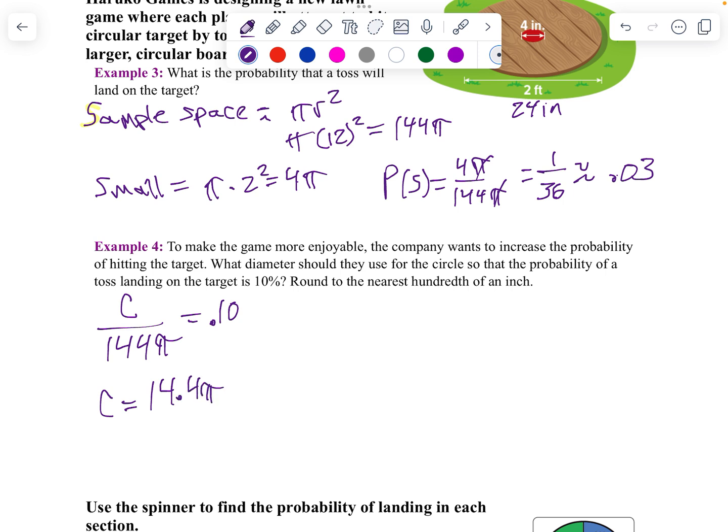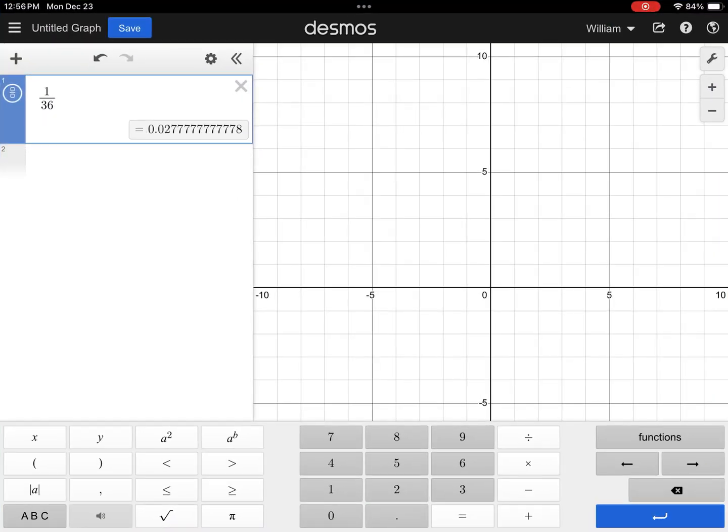So I'm going to say the area, which is pi r squared, equals 14.4 pi. Notice my pi's reduce. So r squared is 14.4. Take the square root of that. My radius is going to be the square root of 14.4.